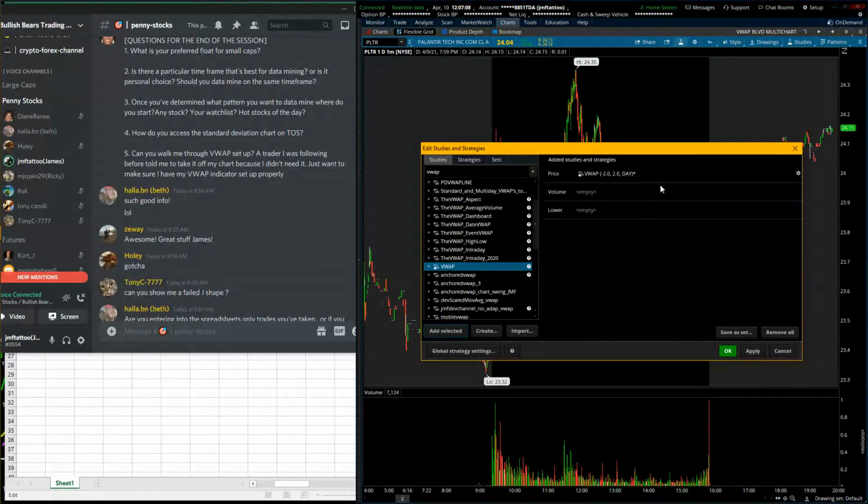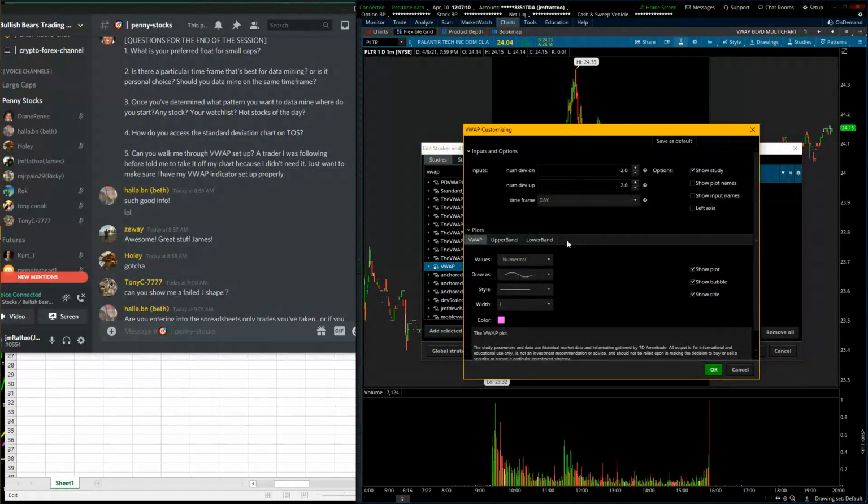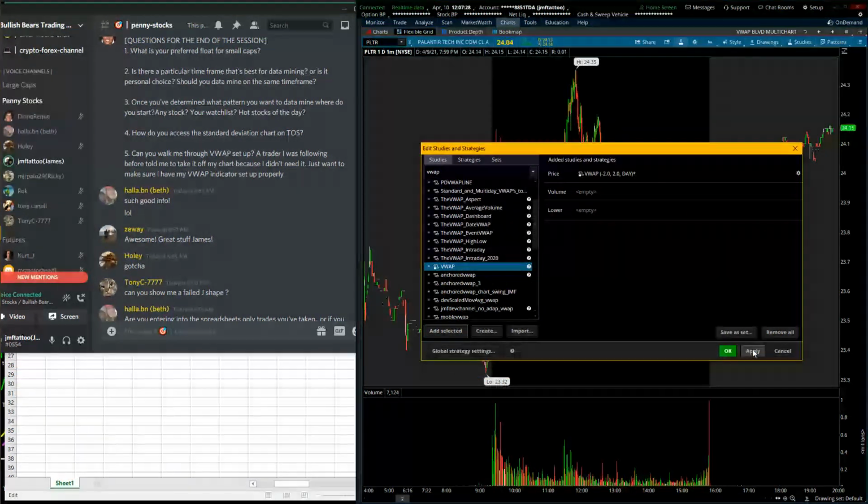Now if you double click it, you can access the settings. What that's going to give you off the bat is the volume weighted average price for the day, because it's set to a day aggregation. And it's going to give you 2 deviations up and 2 deviations down. What VWAP has is very similar to what the standard deviation channel is, but they're dynamic.